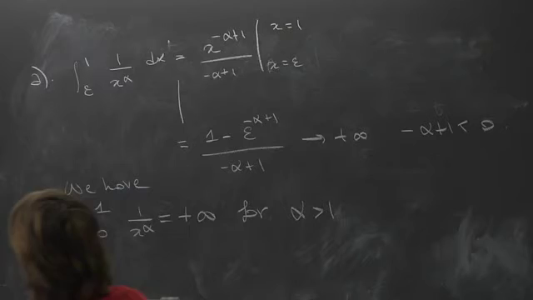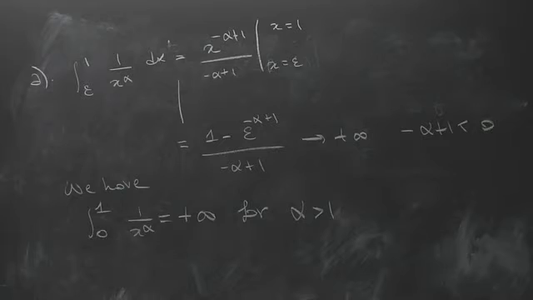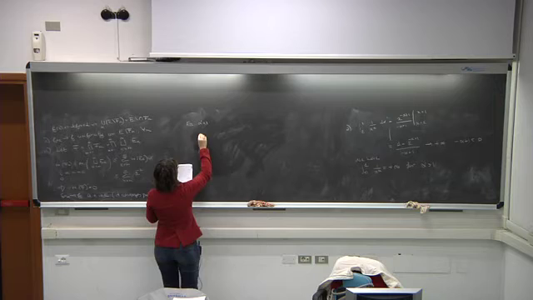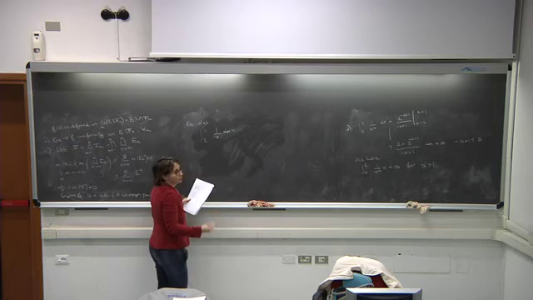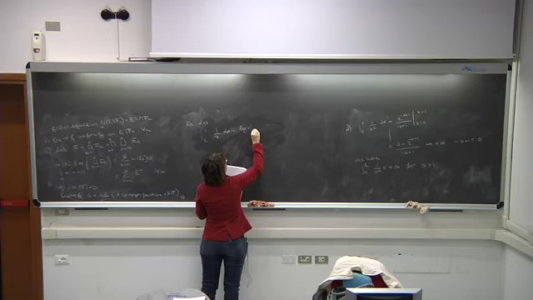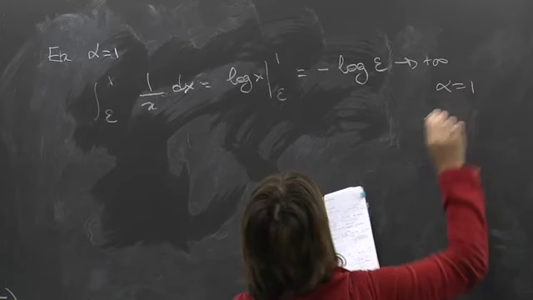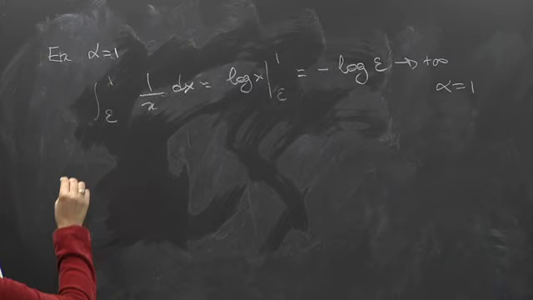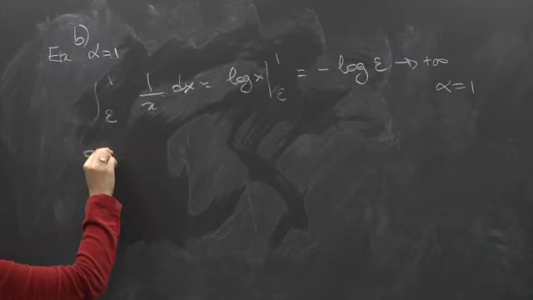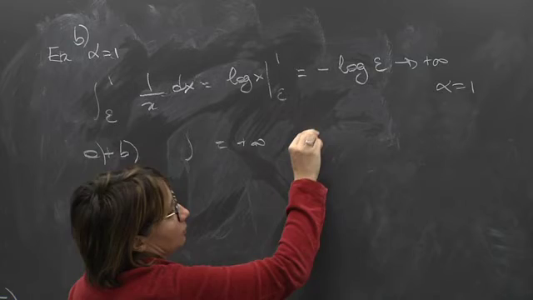And then when alpha is equal to 1, I mean these are of course things that you already know, but just to see them as an application of the monotone convergence theorem, this is the logarithm of x between epsilon and 1, and this is minus the logarithm of epsilon, which goes to plus infinity. This is for alpha equal to 1. Okay, this is case A, this is case B. So in A and B, the integral is equal to plus infinity if alpha is larger or equal than 1.